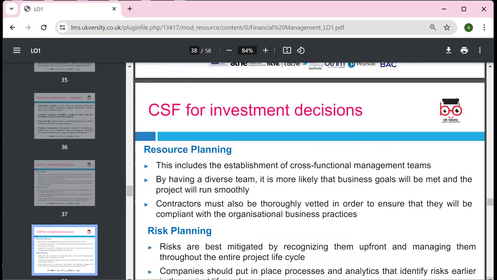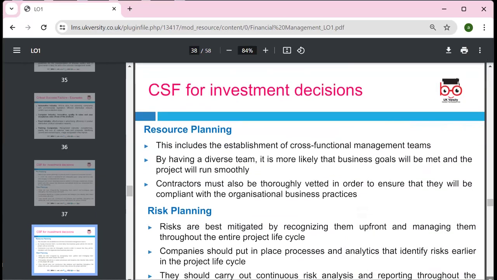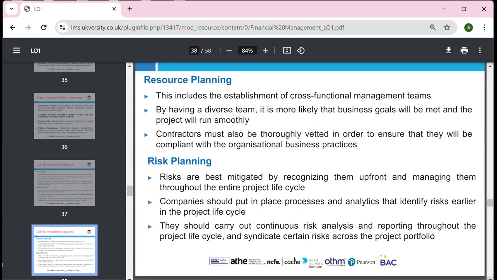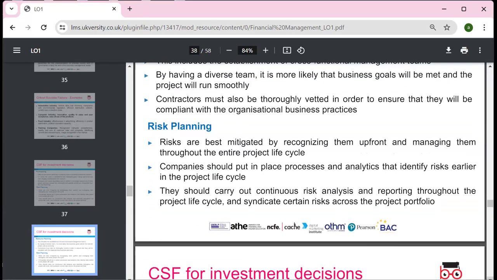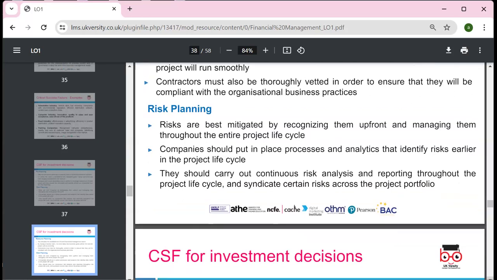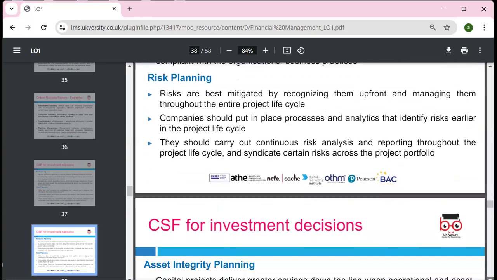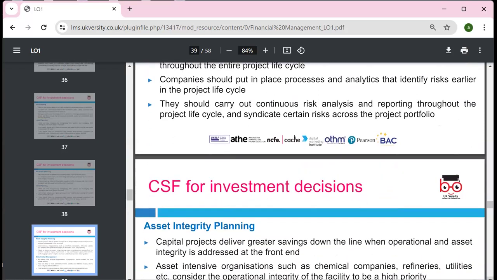Yes, that's quite crucial. CSFs include resource planning and risk planning. Resource planning covers how many resources, like man, material and money, cost, functionality and diversity, which also affect performance in the organization and ultimately increase it. Risk planning is best done by recognizing risks upfront and managing them throughout the project life cycle. The company should carry on continuous risk analysis throughout the life cycle of the project.